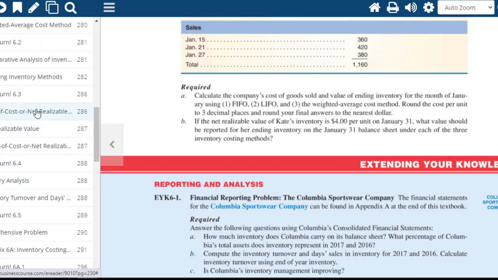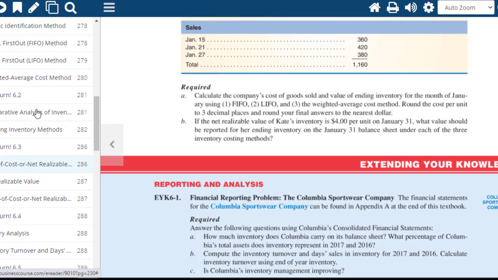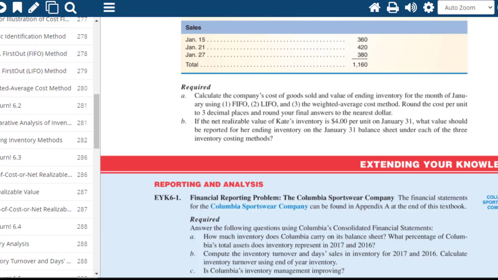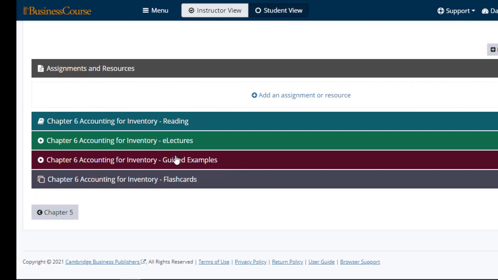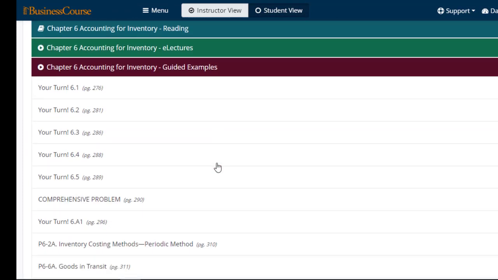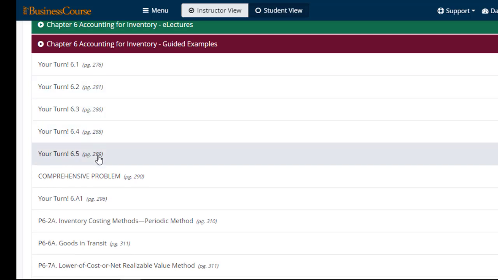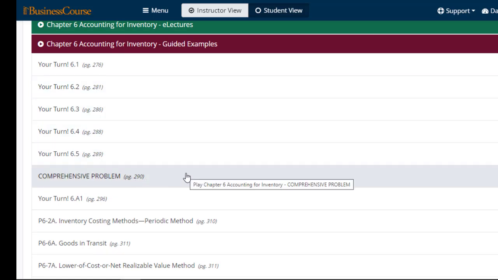Now there are problems that you can look at in the chapter where they explain the different methods. Going to the resources, you can go to chapter 6, and there's walkthrough lectures, and then there's guided examples, the your turn examples from the chapter, and the comprehensive problem. It walks you through how to do that. So I would definitely look at all those resources to see what you need to do when you're going to go ahead and work the problem. Do your work and then submit it, and have a nice day.